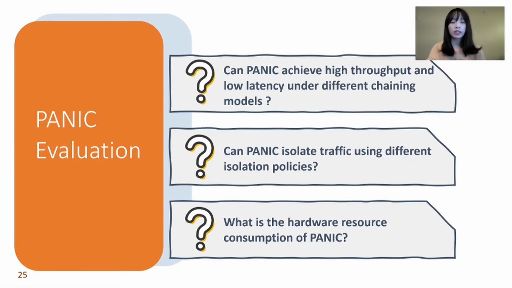In the evaluation section, we are trying to answer 3 questions. First, can Panic achieve high throughput and low latency under different chaining models? Second, can Panic isolate traffic? The last one is, what is the hardware consumption?